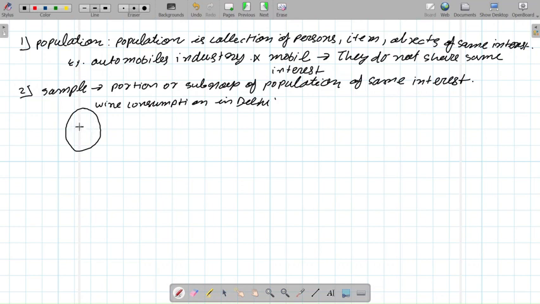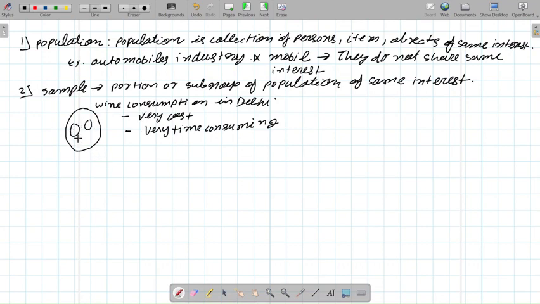Practically, we cannot conduct the whole study on all the population of Delhi because it may have a very high cost. Secondly, it is very time consuming. So to deal with this situation, researchers take samples from the population randomly, or it may be systematic sampling, stratified sampling. We will discuss these sampling methods later on.